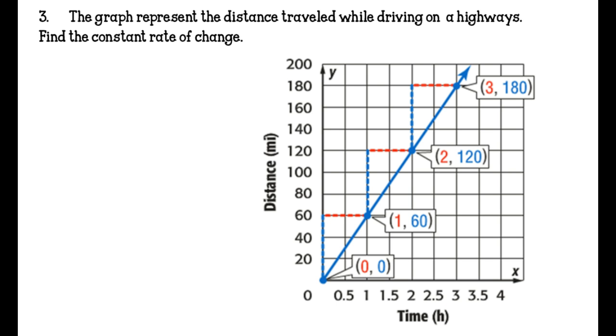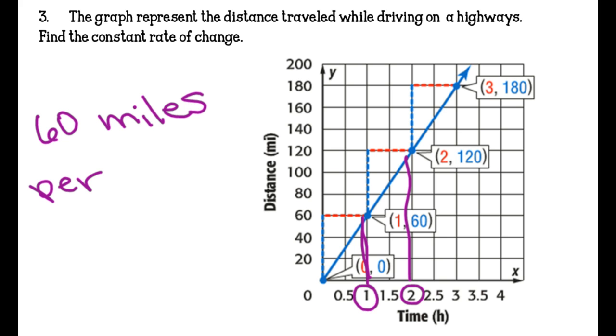Okay, number 3, the graph represents the distance traveled while driving on a highway. Find the constant rate of change. So the constant rate of change, we want to know how much is this changing every hour. And if we look at the first hour and what's the rate of change there, it's 60 miles per hour. So if we go to 2, there they've reached 120. So again, it's changing by 60 miles per hour. So we say 60 miles per hour.